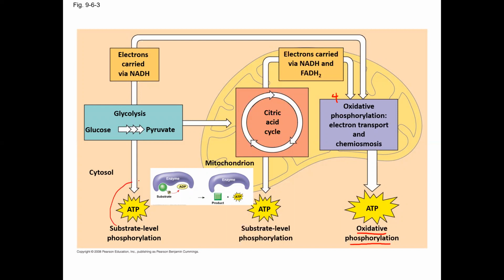Substrate phosphorylation uses a substrate, glucose, to make ATP. Here, we're using the strongest electron acceptor, oxygen. Most of the ATP is made here, 32 to 34 ATP. Here, another 2, another 2. So we add that up and we get 36 to 38 ATP made for one glucose molecule that enters the cell.